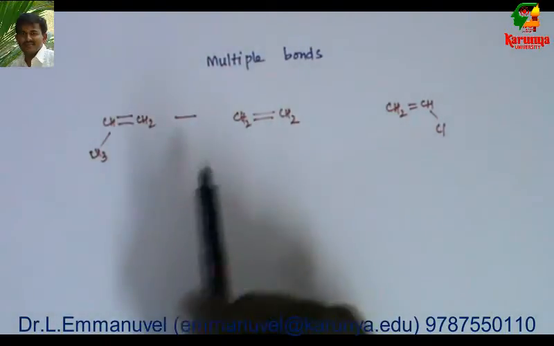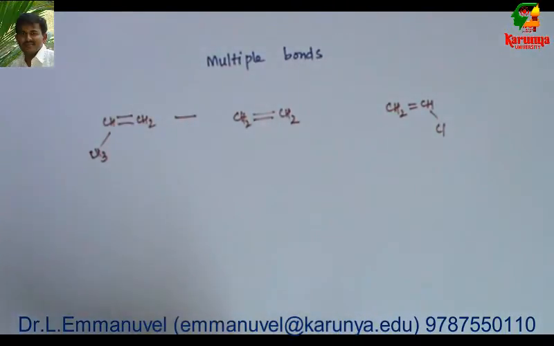Now, which one will have higher electron density? Which one will react faster with the electrophile? I have three compounds. Which one will react? Which one will attack the electrophile faster?